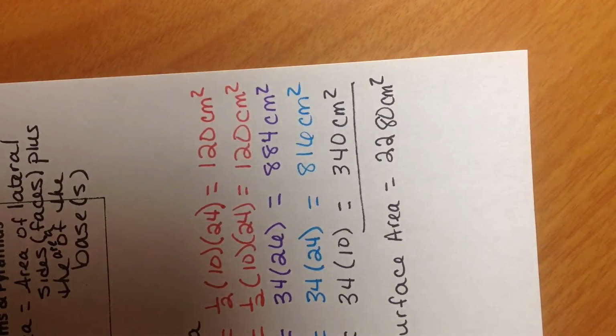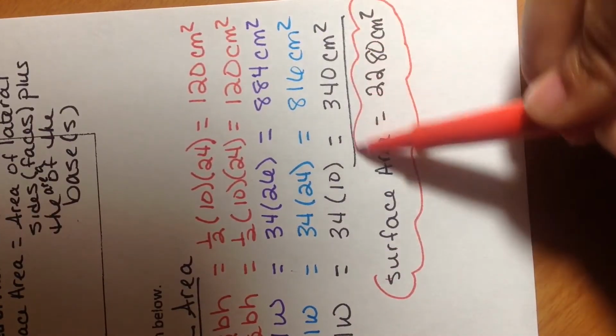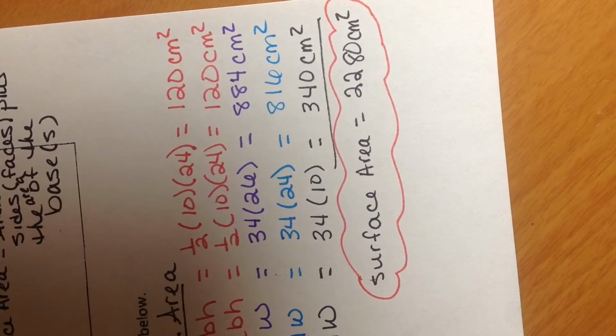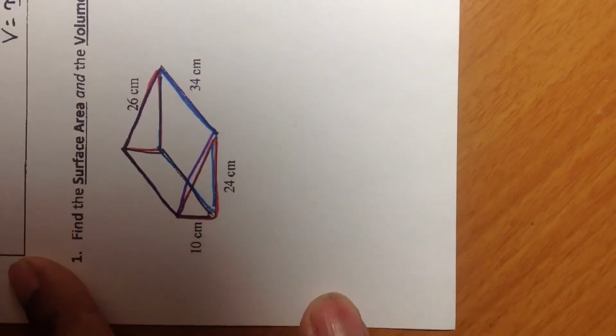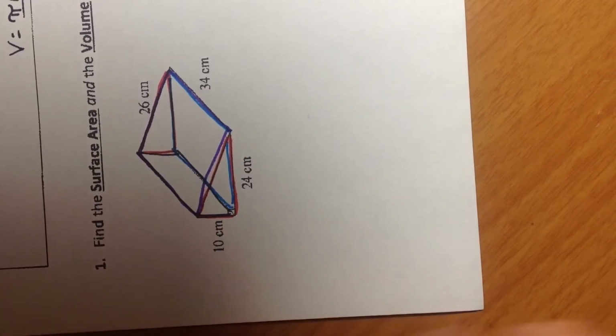Square. And that's my surface area. Okay. Now to find volume, I'm simply going to find the area of my base. In this case, the bases are triangles, and I'm going to multiply that by the height.